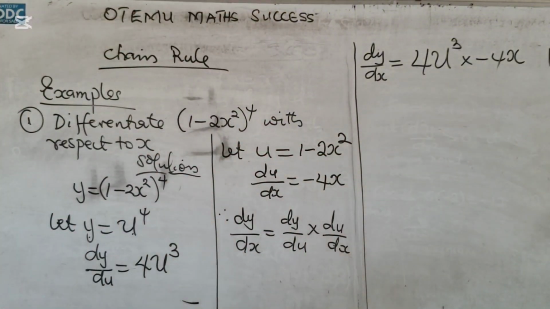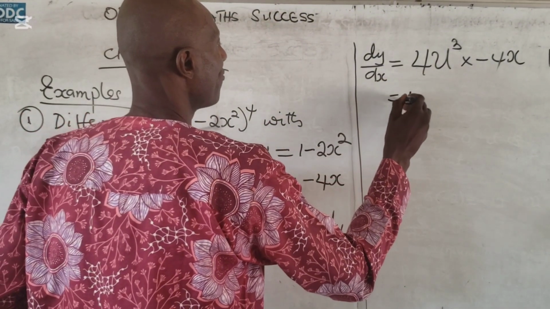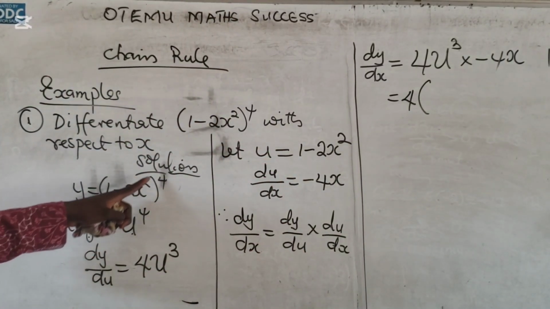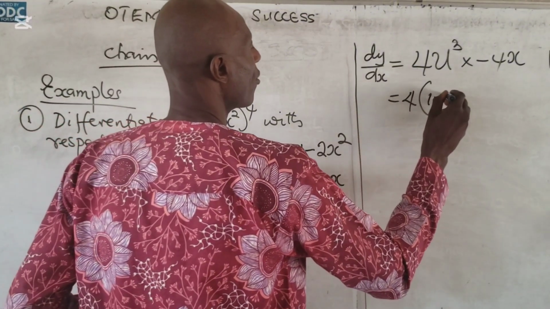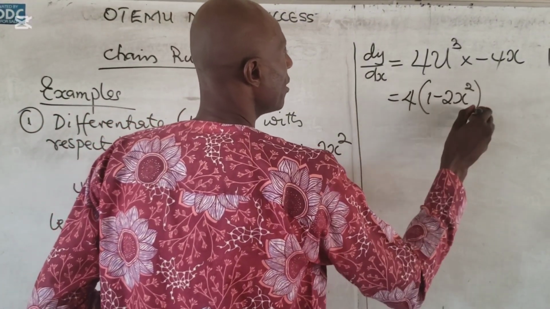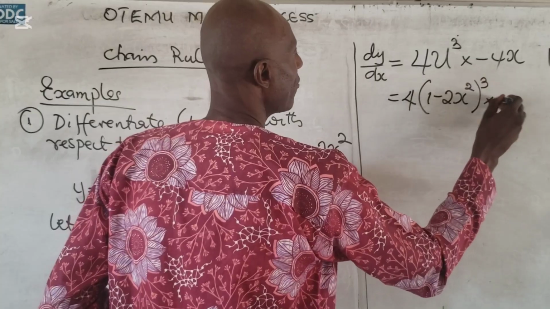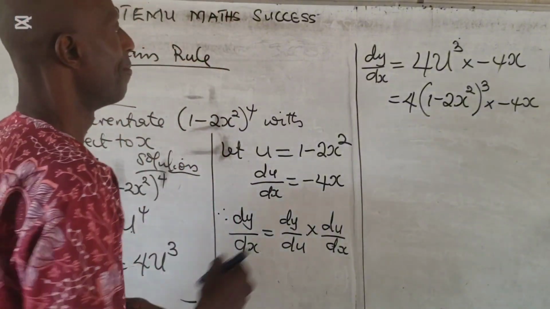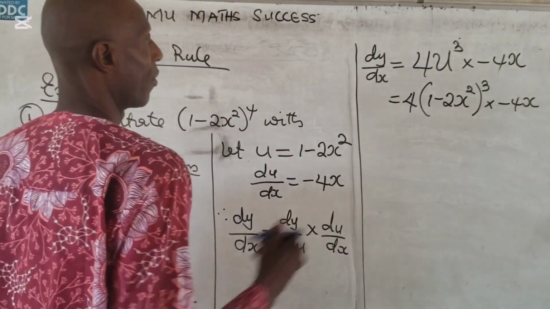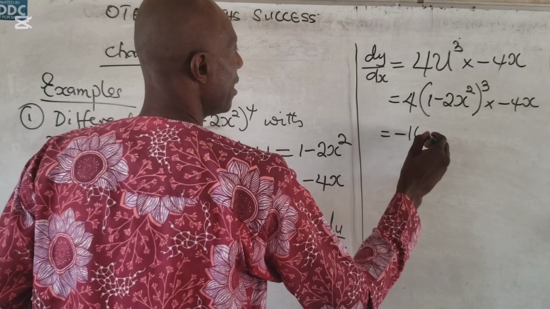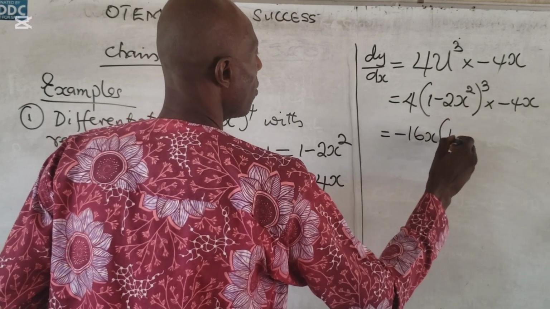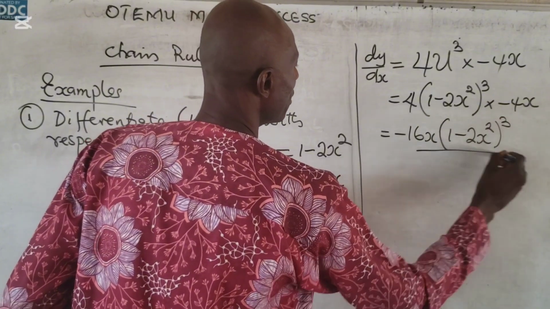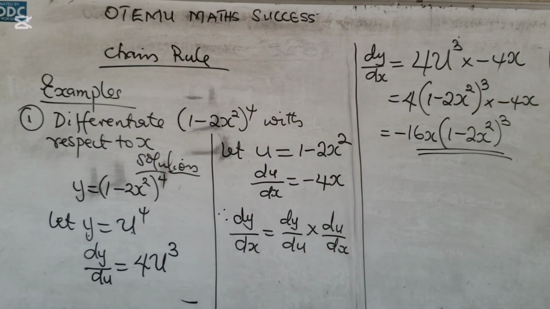Now, if you look at this, you can also write it like this: 4 into, what is our u this time? Our u is (1 minus 2x) raised to power 2, and this time it is raised to power 3, times minus 4x. So we can multiply minus 4x times 4 to give minus 16x into (1 minus 2x raised to power 2) raised to power 3. So this is the answer when you differentiate that.